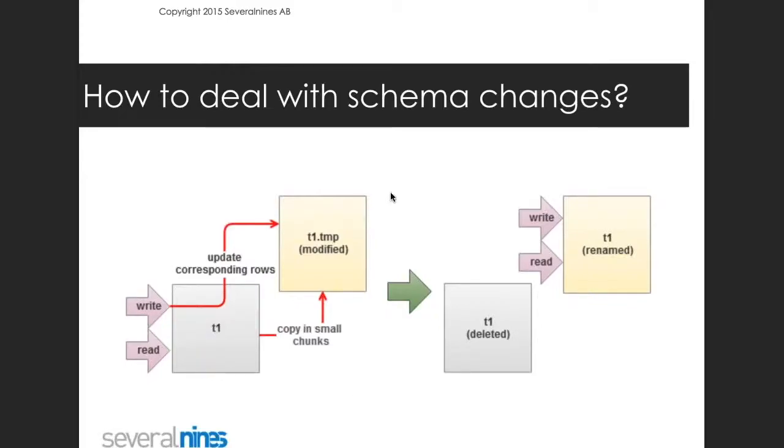So basically, this is the schema. That's how it looks like. So we have the old table with triggers being used to update corresponding rows in the new table on the writes. At the same time, there's copying. This data is being copied in small chunks in the background, and at some point, the tables are being renamed. It starts accepting traffic. The old table is deleted.